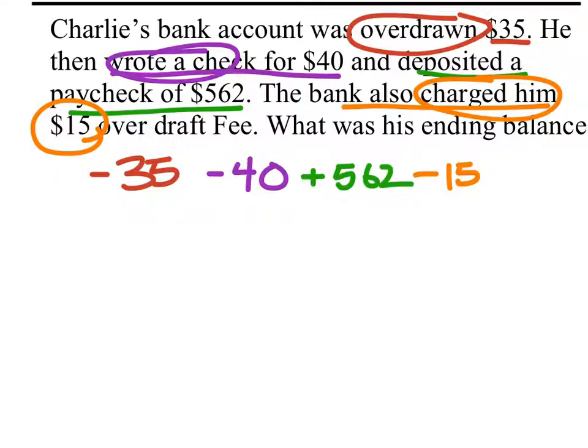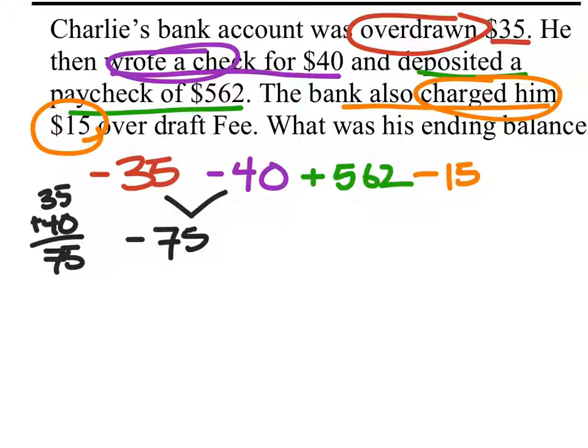Now I would do this from left to right. Okay, so I do negative 35 minus 40. So I've got a negative and I'm subtracting, which makes it a bigger negative. And then I would do 35 plus 40. So 35 plus 40 is 75. So just right here I got a negative 75, right? But I still got the rest of this problem. And again, I'm just doing this from left to right. Then I've got negative 75 and 562.